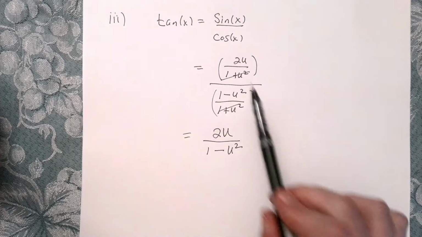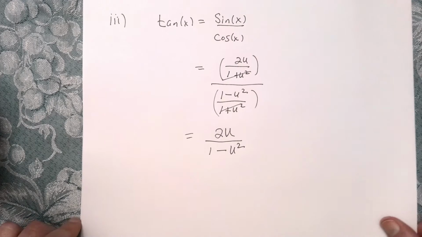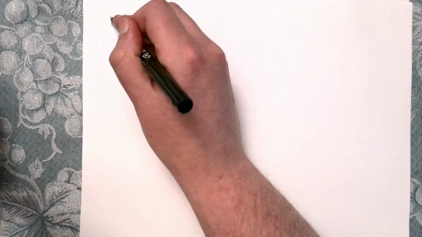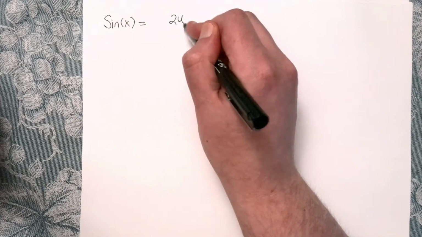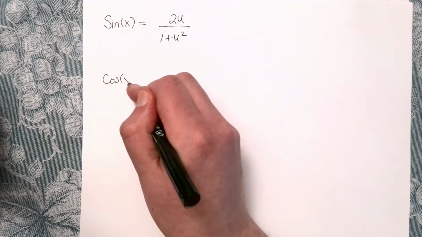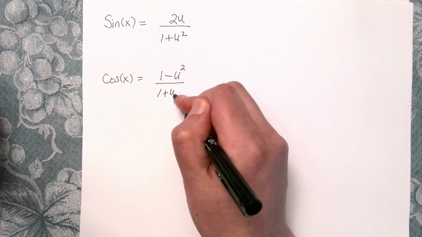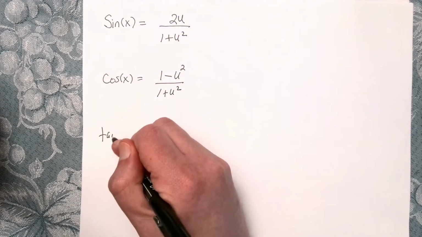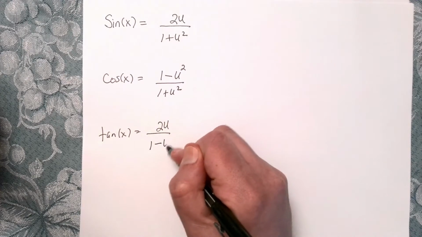Okay, so let's take what we know about sine, cosine, tangent, and define maybe all 6 of the classic trig functions. Okay, so quickly from before, we know that sine is equal to 2u over 1 plus u squared. We know that cosine of x is equal to 1 minus u squared over 1 plus u squared. And we just saw that tangent was equal to 2u over 1 minus u squared.